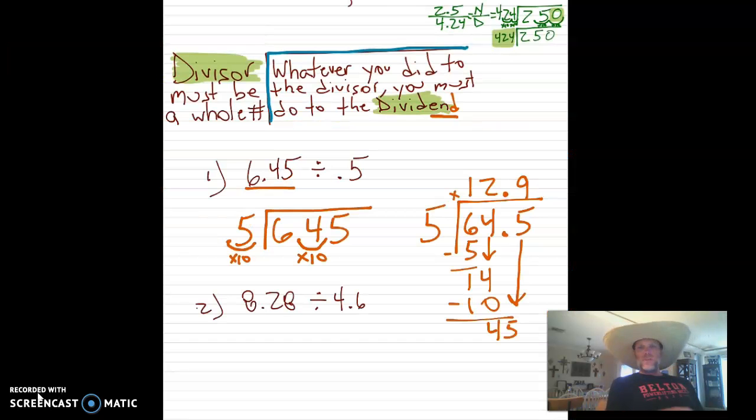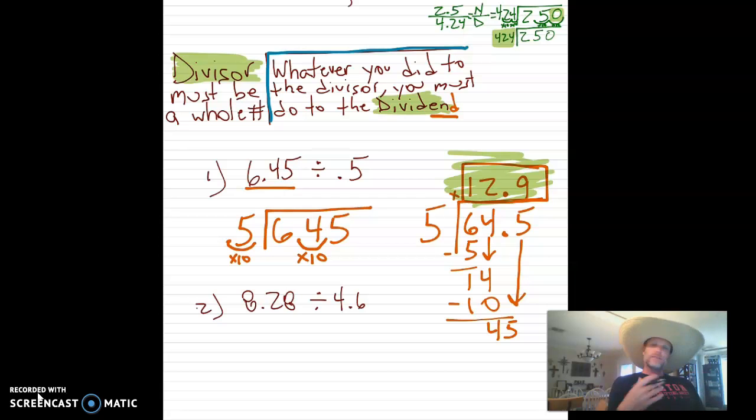You don't move decimals back or anything like that. Okay, you just have to start the problem by moving the decimals, and then you're finished. Okay, so the answer is 12 9/10.